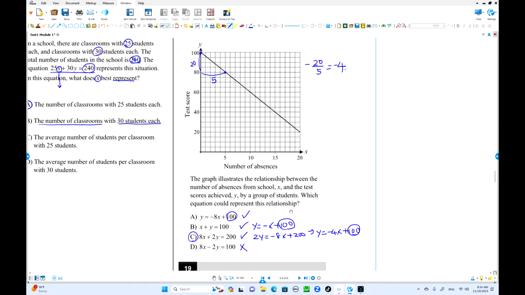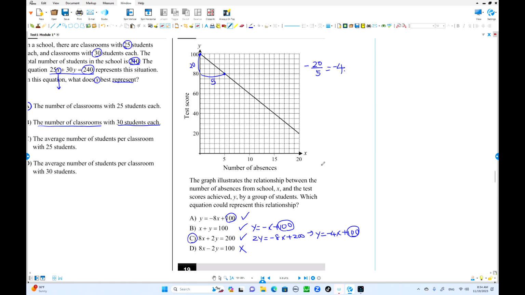Or maybe sometimes we can use a point as a shortcut. I'm going to use this point. When x is 5, y is 80. We can see that over here. Okay, I'm going to delete this one. Okay, let's start again.